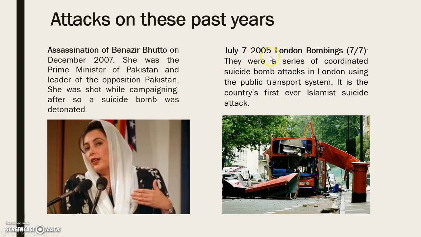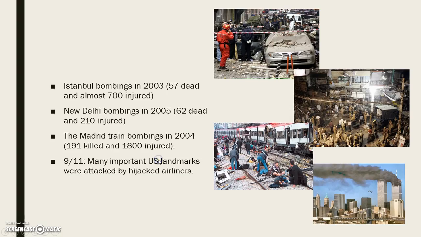The July 7 of 2005 London bombings were a series of coordinated suicide bomb attacks in London. It used a public transport system, and it is the first ever Islamic suicide attack in England. These other 4 terrorist attacks are the Istanbul bombings in 2003.